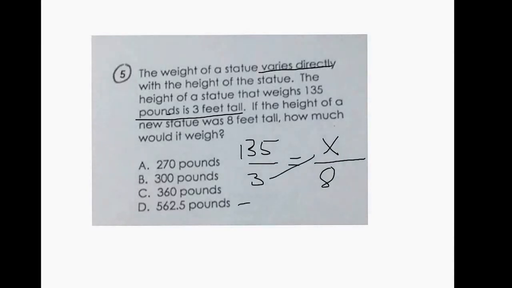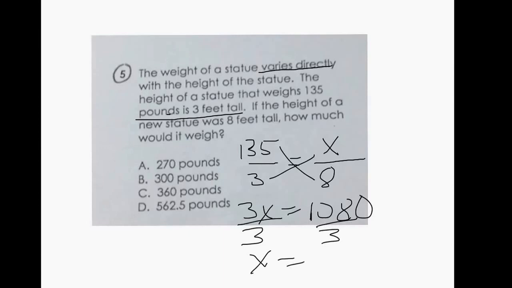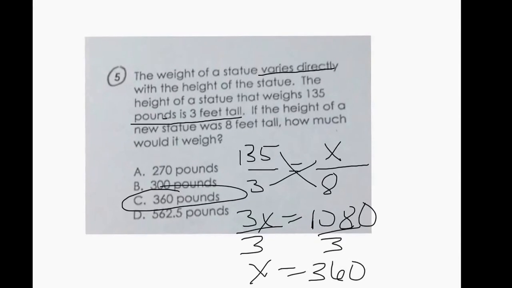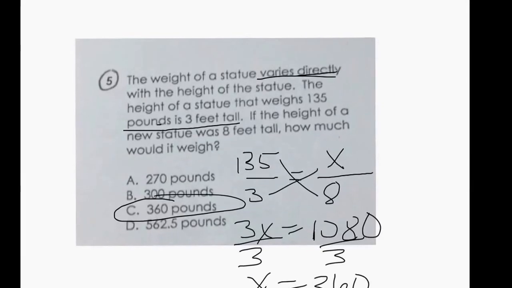So we multiply 3 times x, and then 8 times 135 is 1080. When it's beside it, we divide it. So divide both sides by 3. And 1080 divided by 3 is 360 pounds. So anytime you see varies directly, you can set up a proportion and solve.